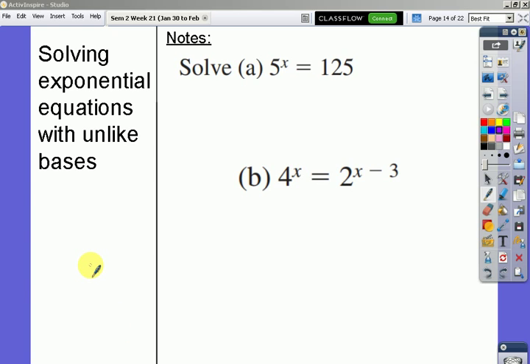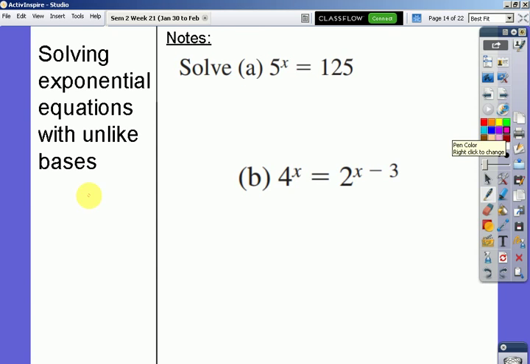All right, so we're looking at solving exponential equations with unlike bases. So the difference is that now we have bases that are obviously not the same. Your approach to this should be the following. Look at 5 to the x, look at 125, and ask yourself, can I express 125, can I make that base a 5? And you can. You just have to set up a factor tree.